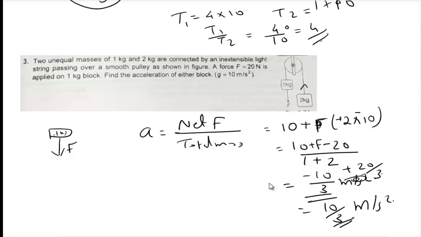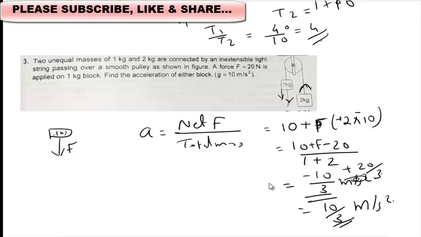Why do we need to consider the force in the acceleration? Why are we considering this 20 also? Because it's given that a 20 Newton force is acting in the downward direction. So mg is acting in the downward direction, the force is acting in the downward direction, and the reaction force will be acting in the upward direction. So the net force is 10 plus F plus 2 into minus 10. So here we will be getting plus 10 by 3 meter per second square.